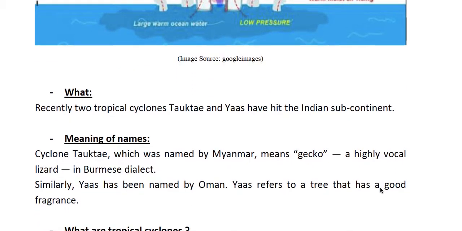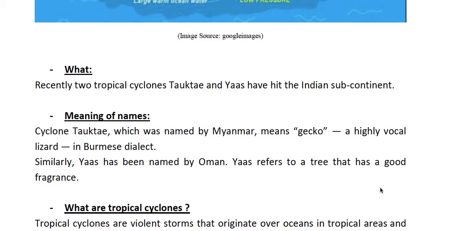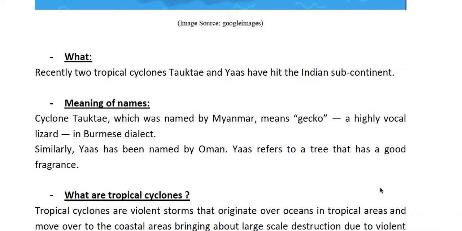So what's in news? Two tropical cyclones, Tauktae and Yaas, have hit the Indian subcontinent. We know they have caused a lot of damage and that's why they are in news. So do you ever wonder how they are named or what these weird names mean?